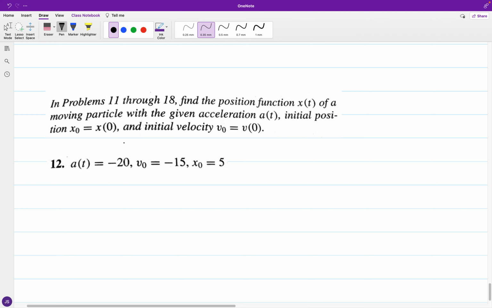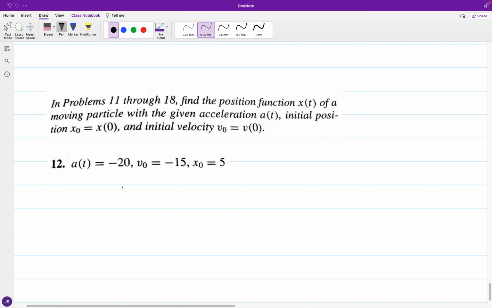Okay, for this set of problems, we are working with velocity, acceleration, and position. For this particular problem, we're trying to find the position function x of t of a moving particle with the given acceleration a of t, initial position x naught, and the initial velocity v naught. So we have a of t is equal to a constant at minus 20. V naught is also a constant where the value is negative 15. And x naught is also a constant which we have set equal to 5.